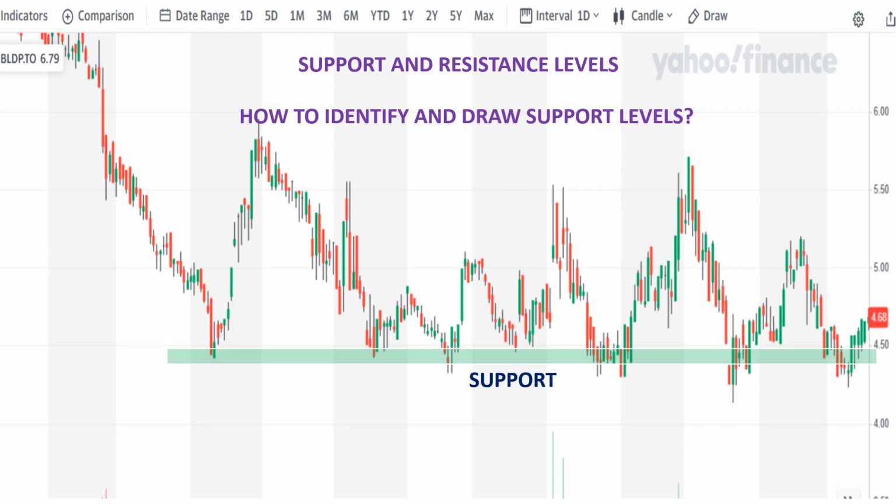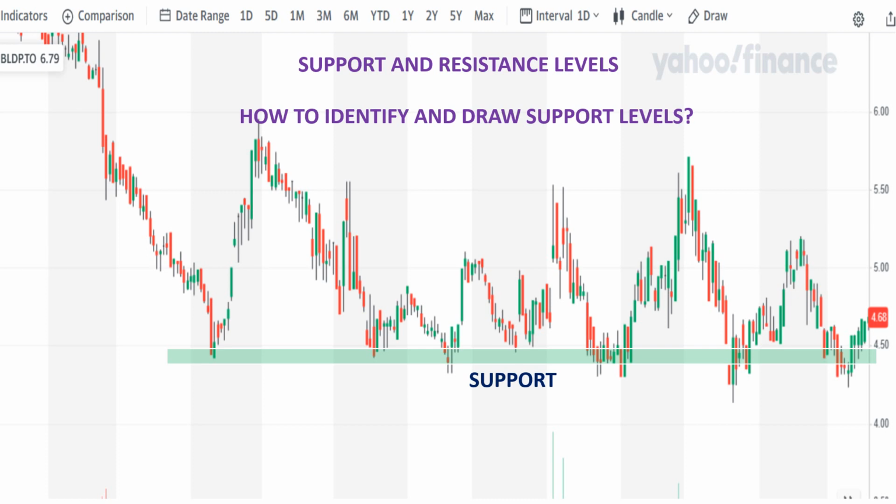It is crucial to remember that support areas are not exact lines, but rather zones or areas. Therefore, the line we draw should encompass as many significant swing lows as possible. This is how we identify and draw support levels.